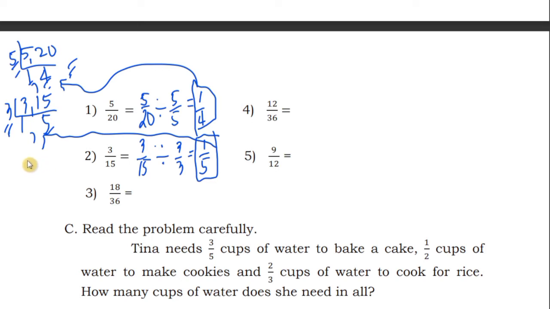Then how about for number 3, which is 18 over 36? Okay, what is the divisibility of this, the common divisor? The first thing that I think of is 2. So this is 9 and this is 18. This is divisible by 9. Then we have here 1 and 2. So the GCF now is 2 times 9. The product of it is 18. So we now have 18 as the GCF.